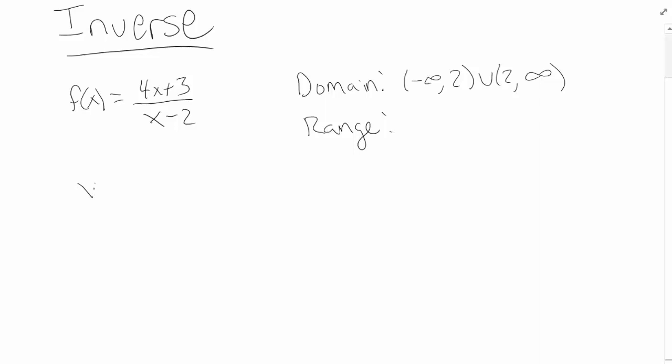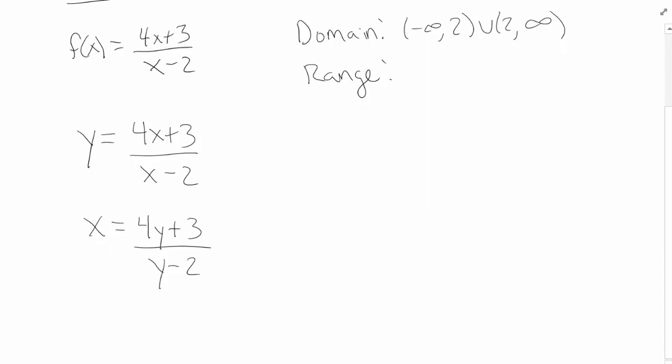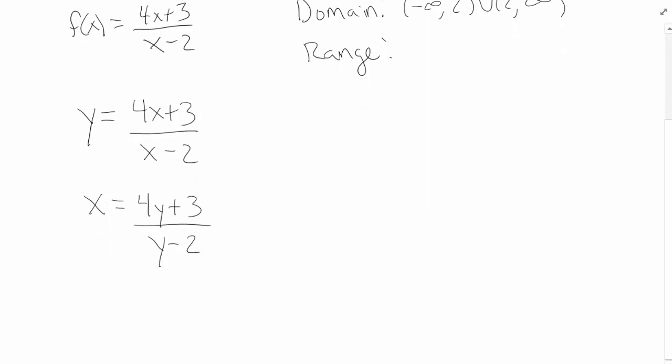So first I'm going to start with replacing f of x with y. So I get 4x plus 3 over x minus 2 is equal to y, and then I'm going to swap my variables, which is essentially what you do. You change your inputs for your outputs and your outputs for your inputs. So anywhere you see a y, replace it with an x, and anywhere you see an x, replace it with a y. Well, now my goal is to solve for y.